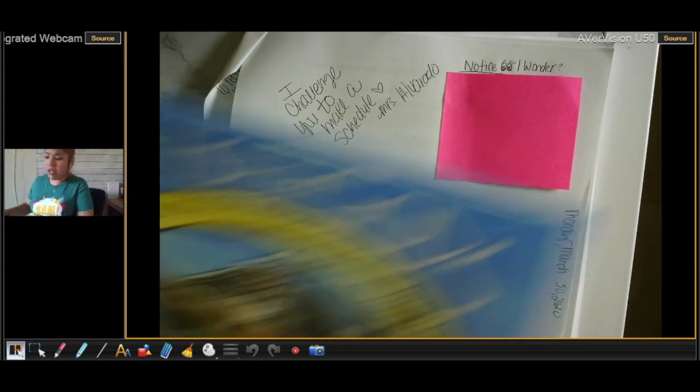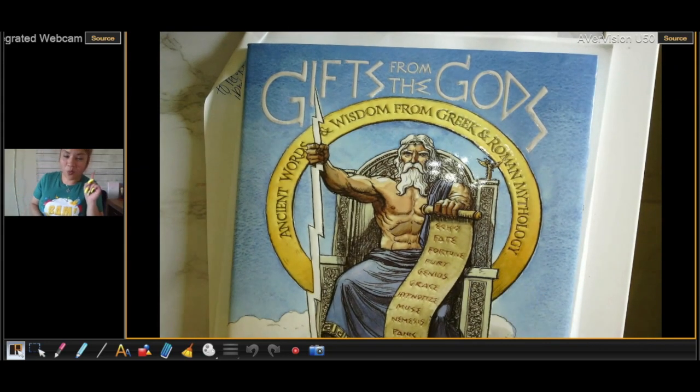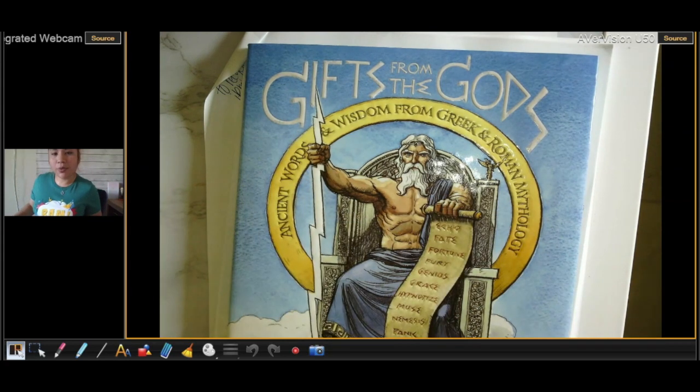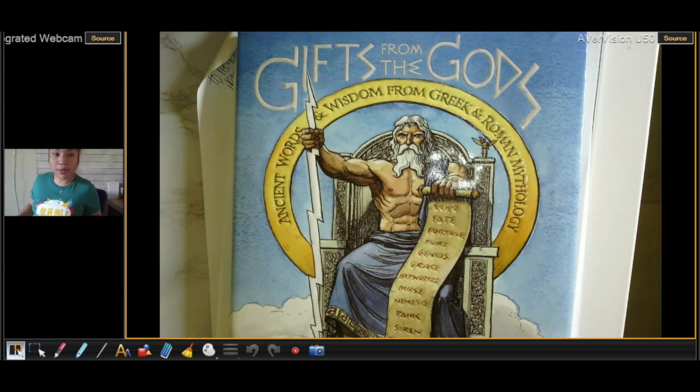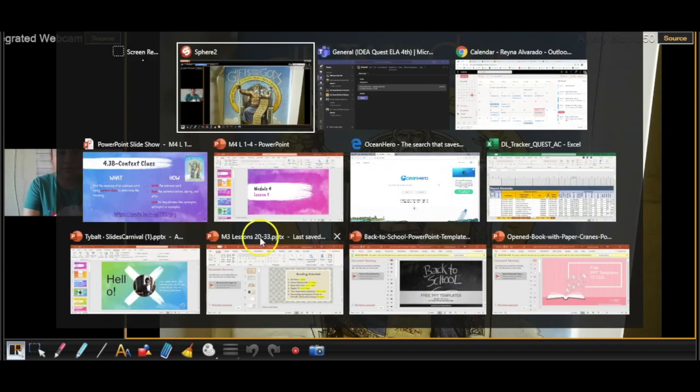So we are starting module 4, lesson 1. This is going to be the text that we are going to be reading. Before I start, let's go read our objective.